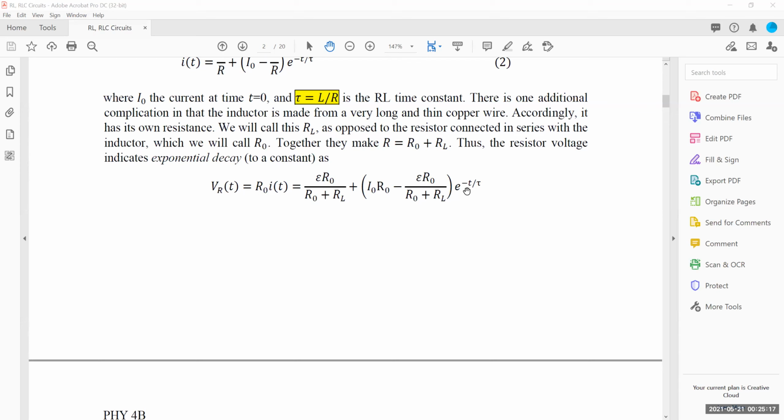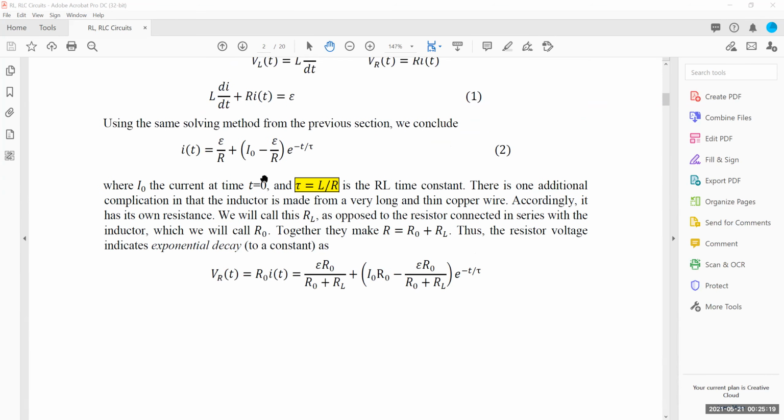So everything cancels in here. So this is more of an exact expression. Take this expression, it's better, multiplied by R to find VR. So VR now is equal to epsilon plus or minus epsilon times the exponential.